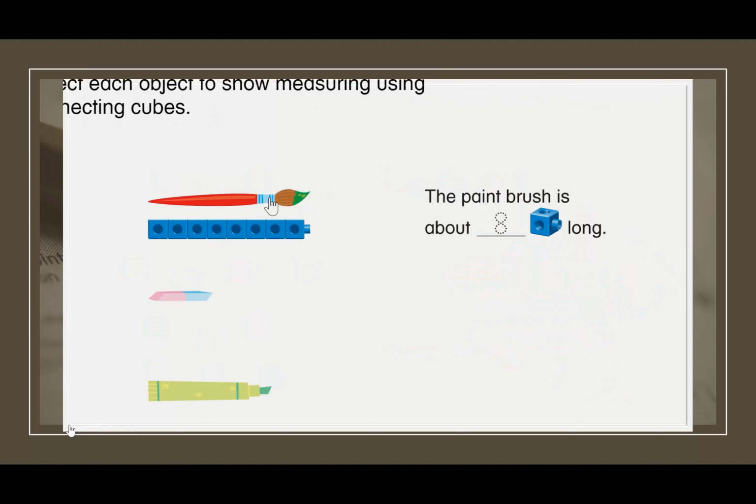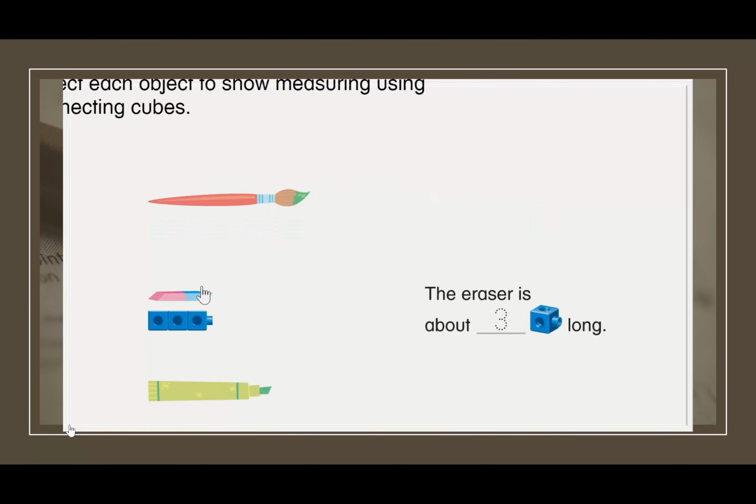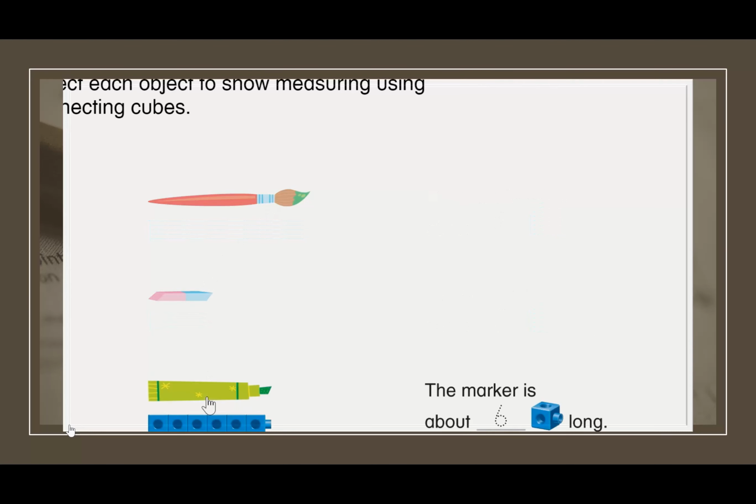The paintbrush is about 8 cubes long. The eraser? The eraser is about 3 cubes long. What about the marker? The marker is about 6 cubes long.